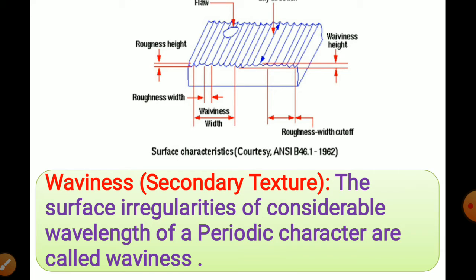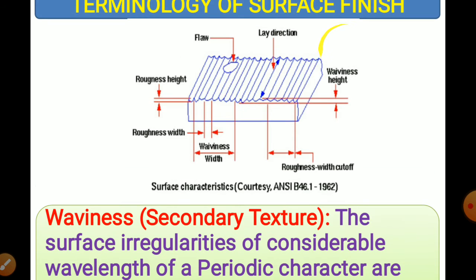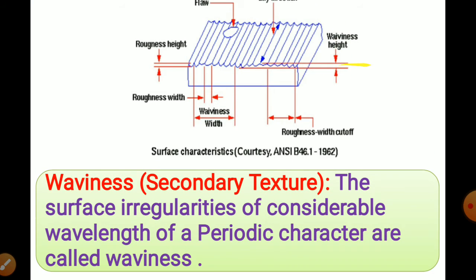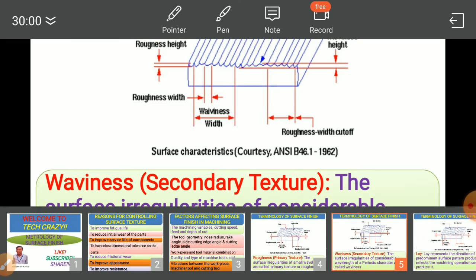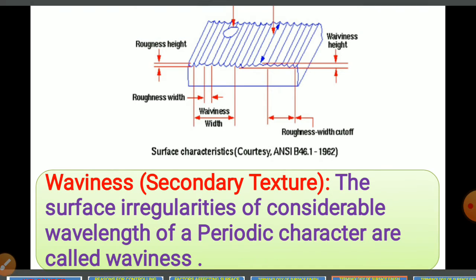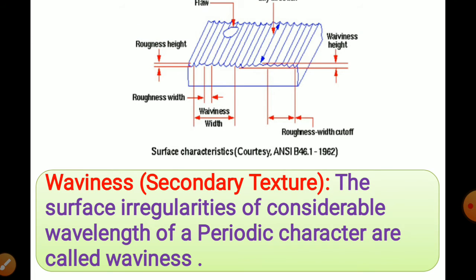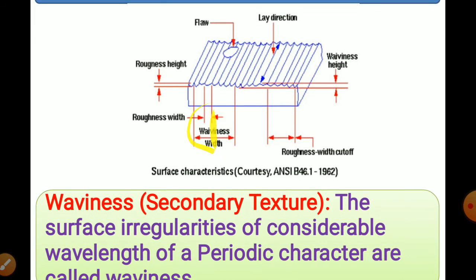So here you can see, this is waviness. The height of the waviness is called waviness height, and the width of the waviness is called waviness width. Here also is one of the waviness. Here is the second waviness, and its width is called waviness width and its height is called waviness height, like roughness height and roughness width.